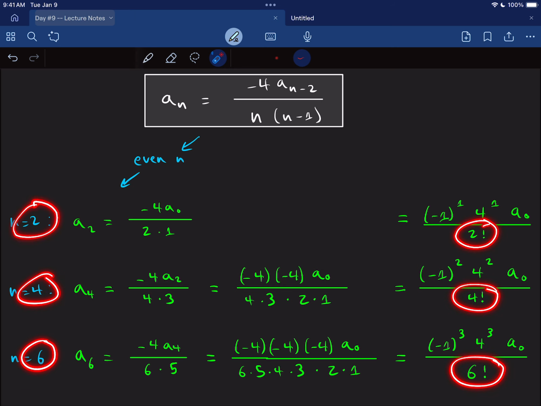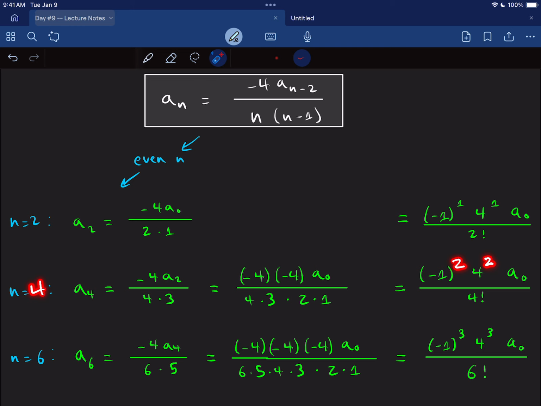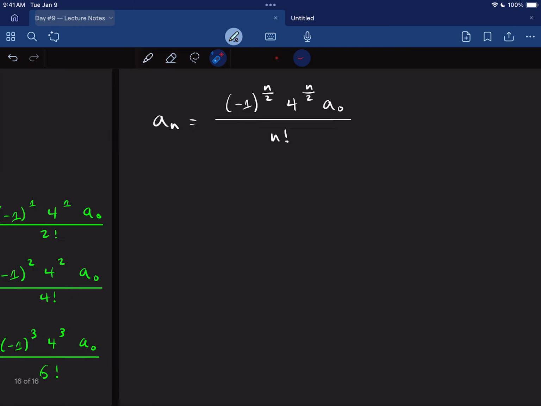Then what's pretty easy is I look at this n equals 6, and I see a 3 and a 3, and I go, oh, that's just half of n. I see the n equals 4, I have a 2 and a 2. Yep, that's half of n. I see n equals 2, I have a 1 and a 1. Yep, that's half of n. So that's where these n over 2's come from. And that's great.